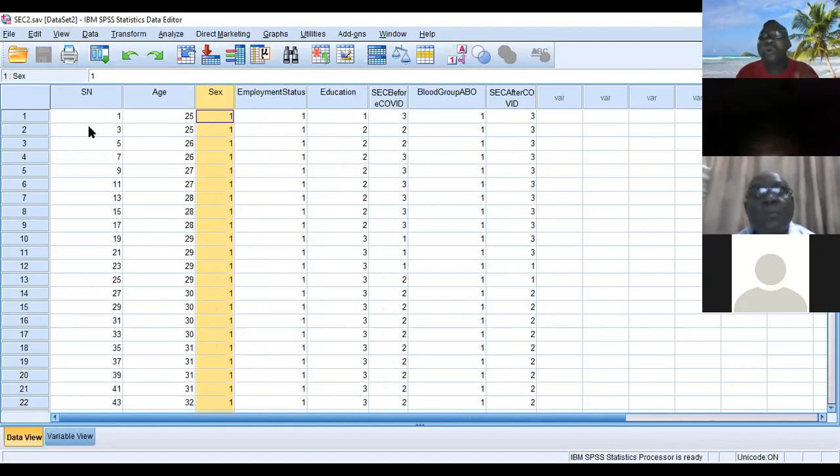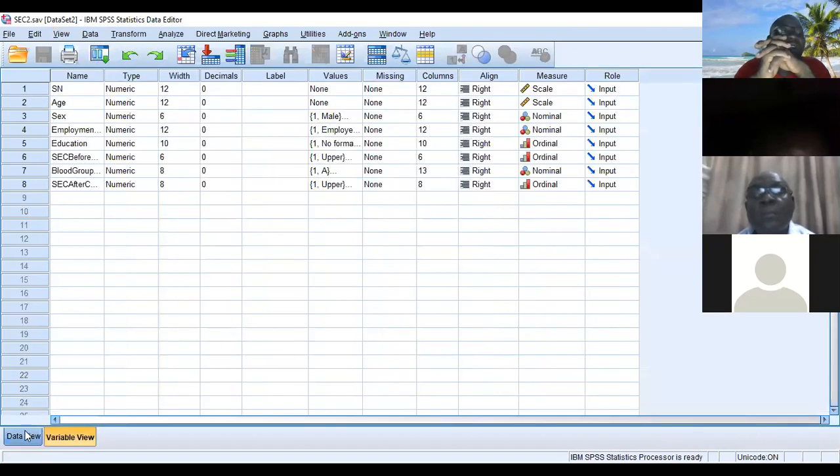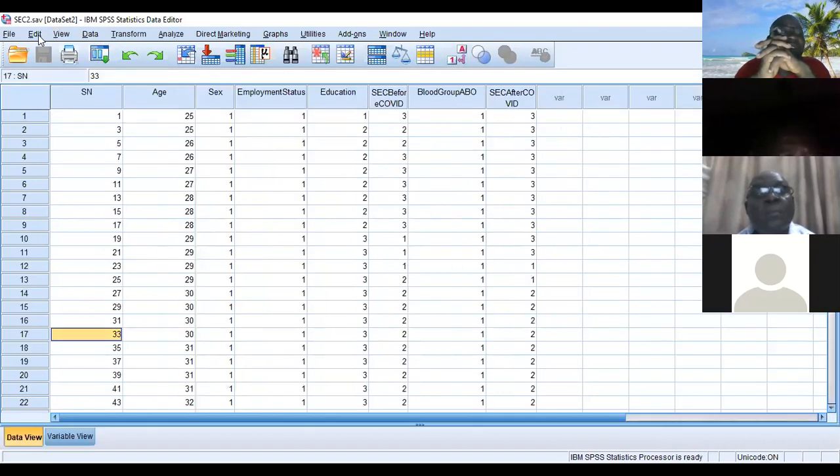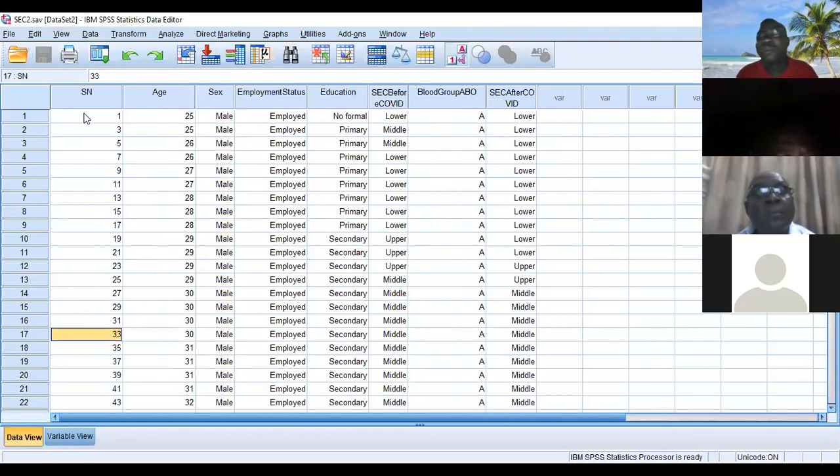There's no need to set anything. You can return it, don't worry. Go to Variable View.